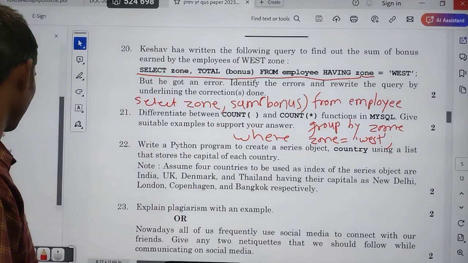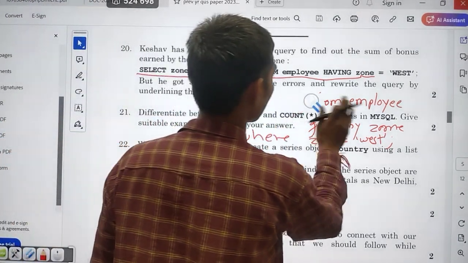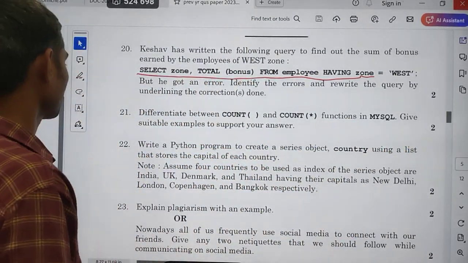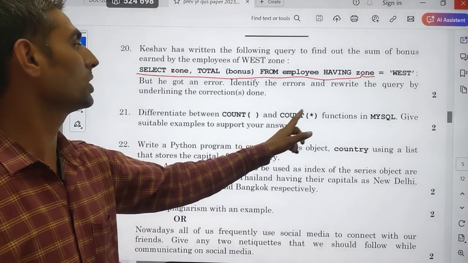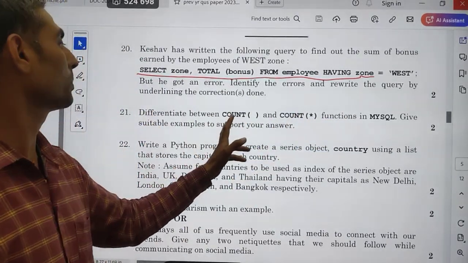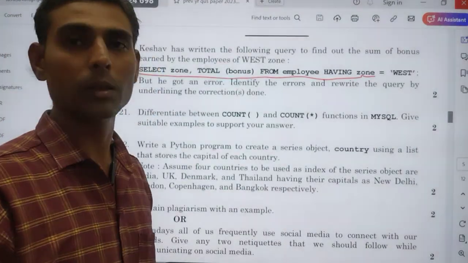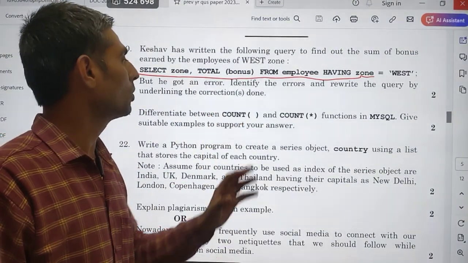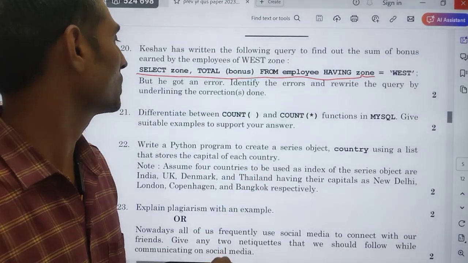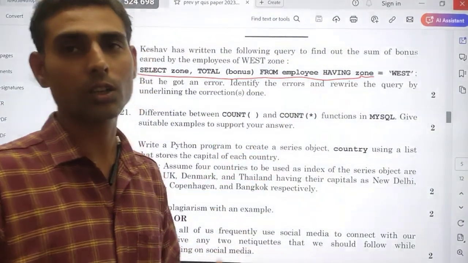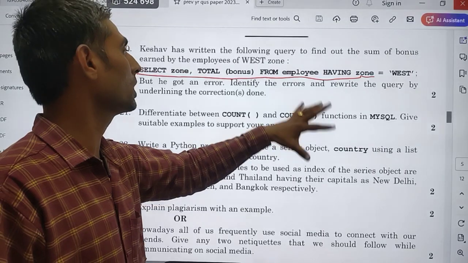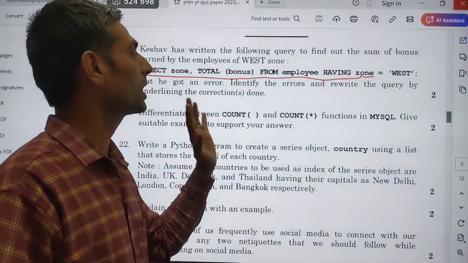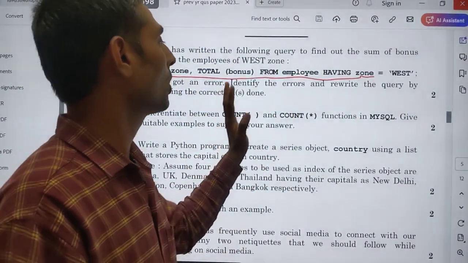Now come to the next question. Differentiate between count and count star functions in MySQL. Give a suitable example to support your answer. So what is the basic difference between count and count star? Count star will count using all the columns. So if the number of columns is 5, it will count 5 columns. In the count function we have to give the name of a column.